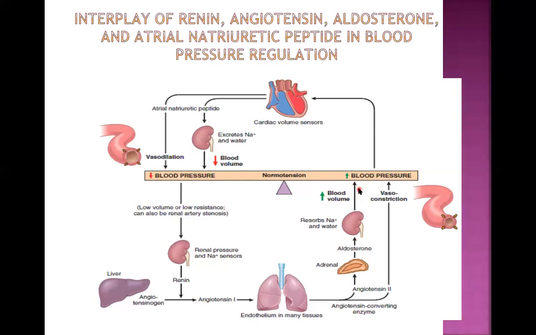See there, in increased blood pressure, the cardiac volume sensors will feel that, and there is release of atrial natriuretic peptide from the right atrium, especially in case of hypervolemic condition or excessive blood volume. This ANP would be released by the right atrium.